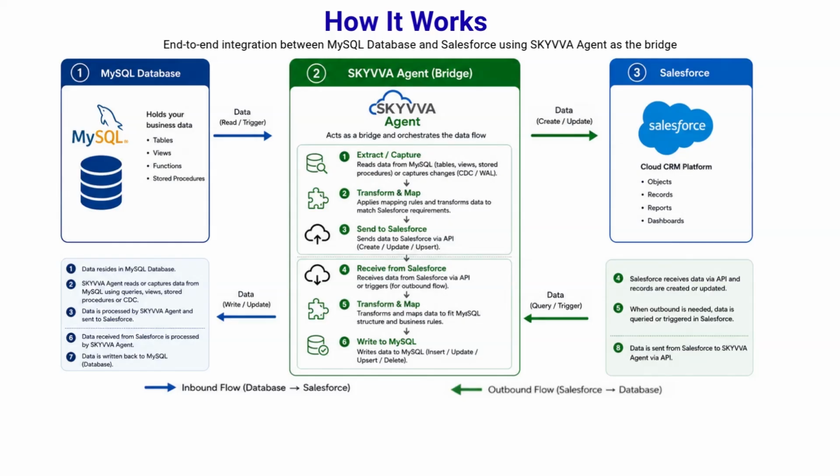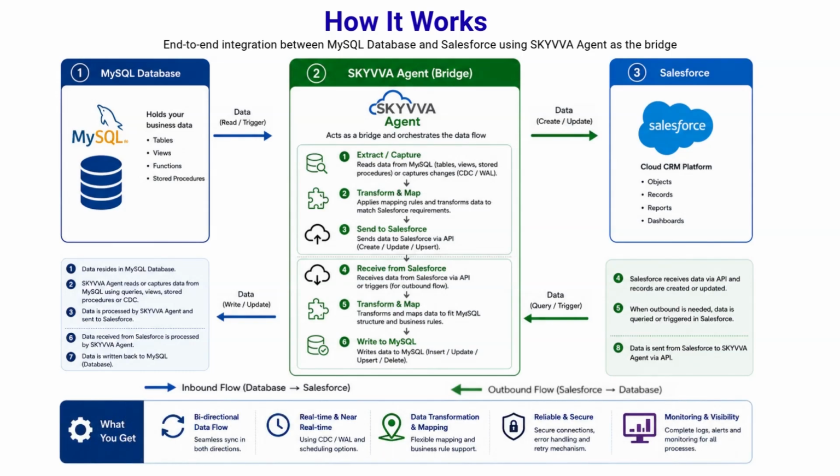This enables both systems to remain synchronized while supporting reliable, secure, and automated data exchange in both directions. What you get? With SKYVVA Agent, you get a complete and reliable integration solution between MySQL and Salesforce. It supports bidirectional data flow, enabling seamless synchronization in both directions, while providing real-time and near-real-time integration through scheduled jobs and change data capture, CDC, using the MySQL binary log, binlog.